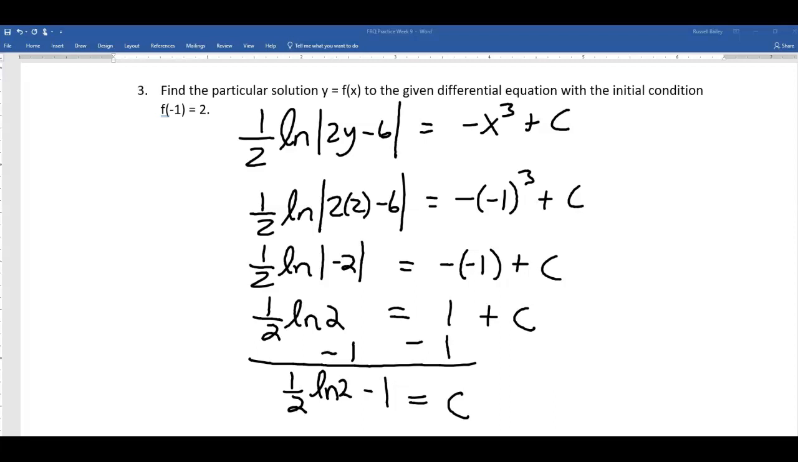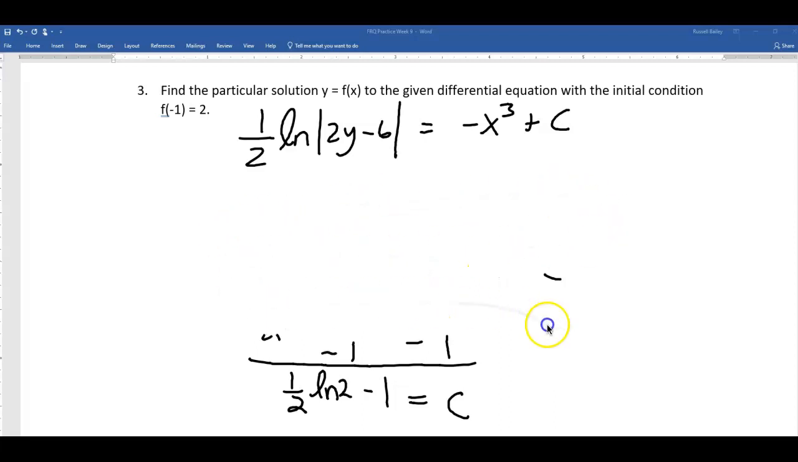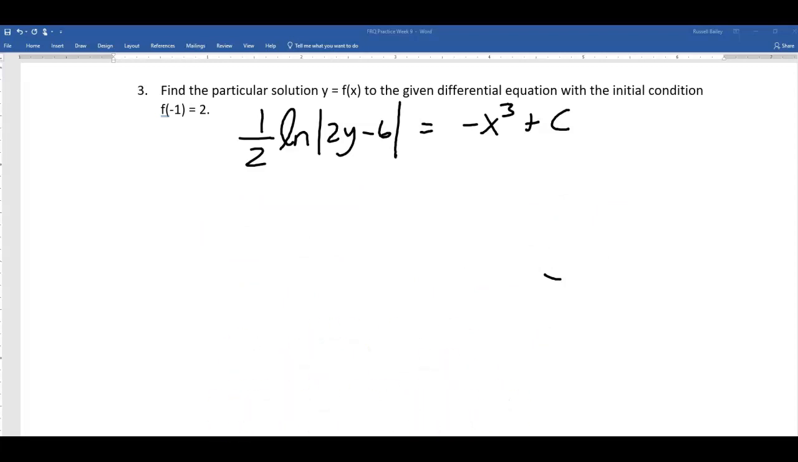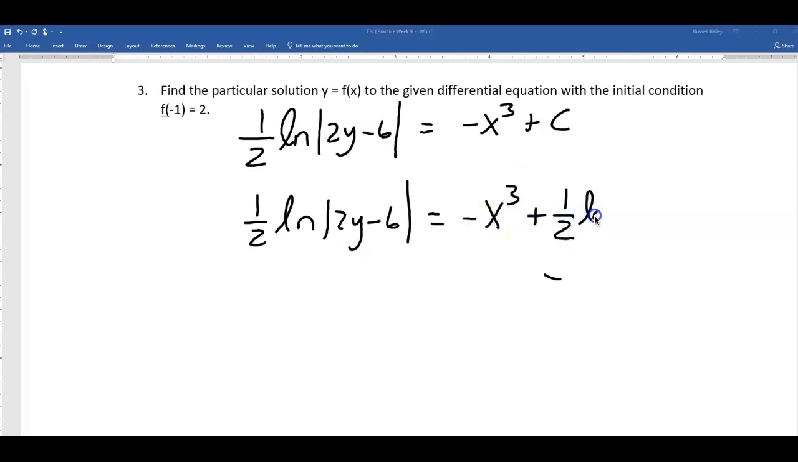All right, so there's my C. Can I erase? No objection? Now that's another point. So now we're up to 4 points, finding your C value. 1/2 ln of 2y minus 6 equals negative x cubed plus 1/2 ln 2 minus 1, right? So there's my C, and that's another plus 1 there. How did you get the negative x cubed? I reduced the 3 over the 3.